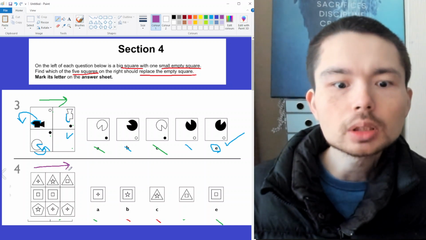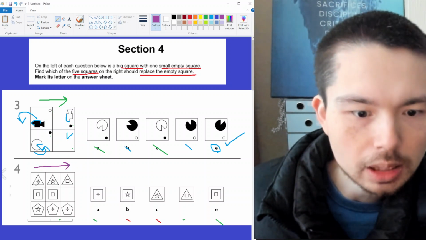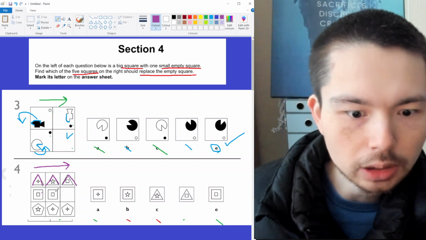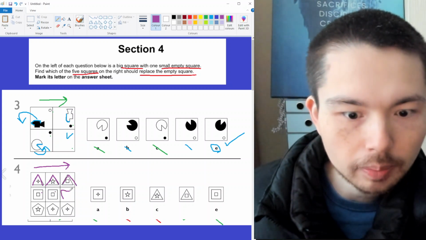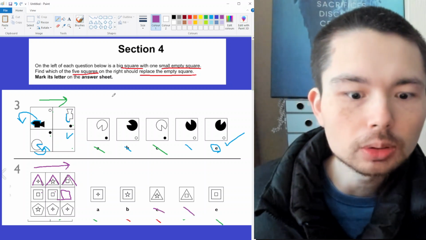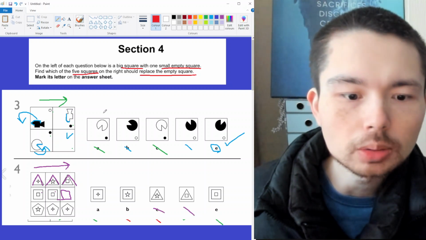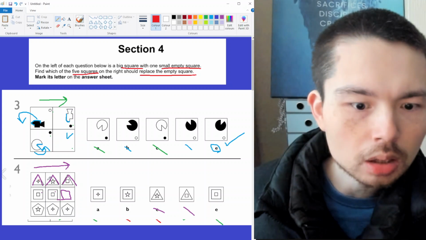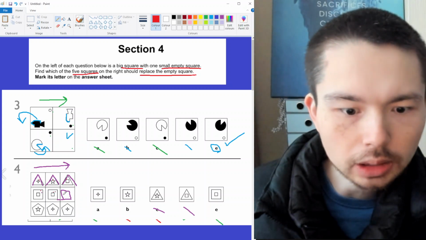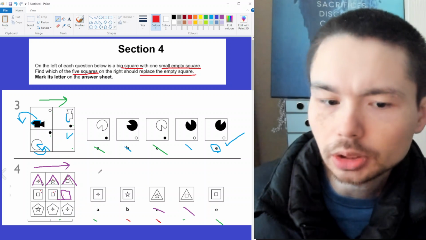Question 4. Go across. The thing that stands out to me is the outside shape. Triangle, triangle, triangle. Square, square, square. Now look inside the shape. What do we notice? Star, big star, square. Square, square, star. It could be 3 each.